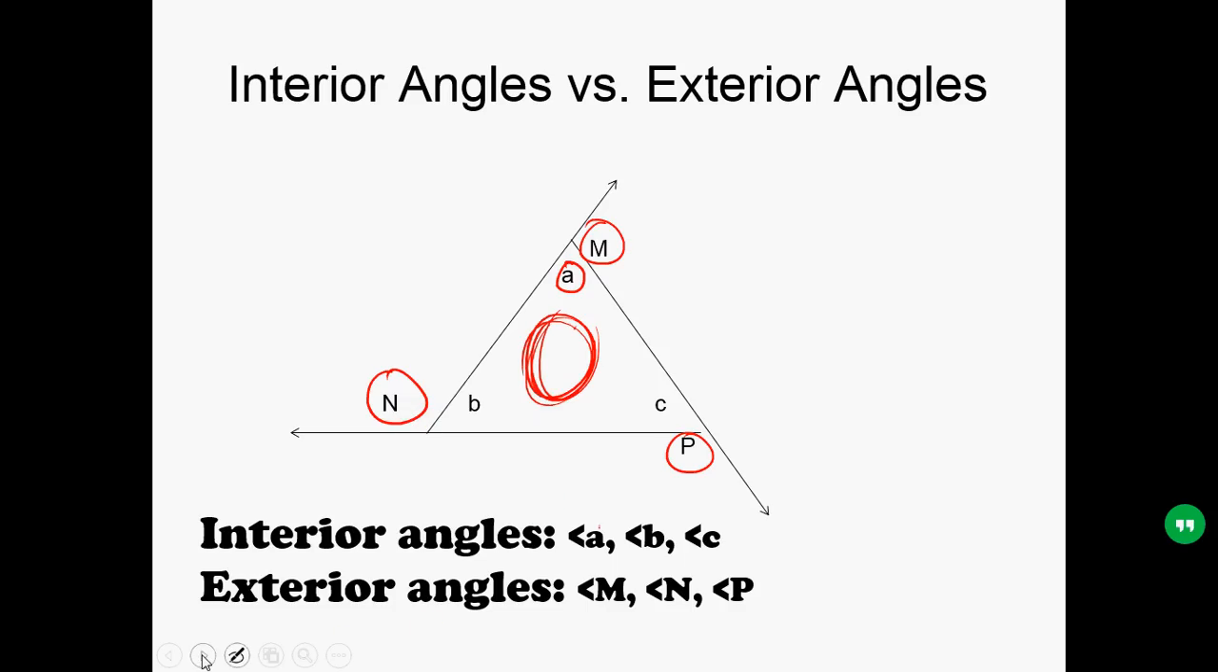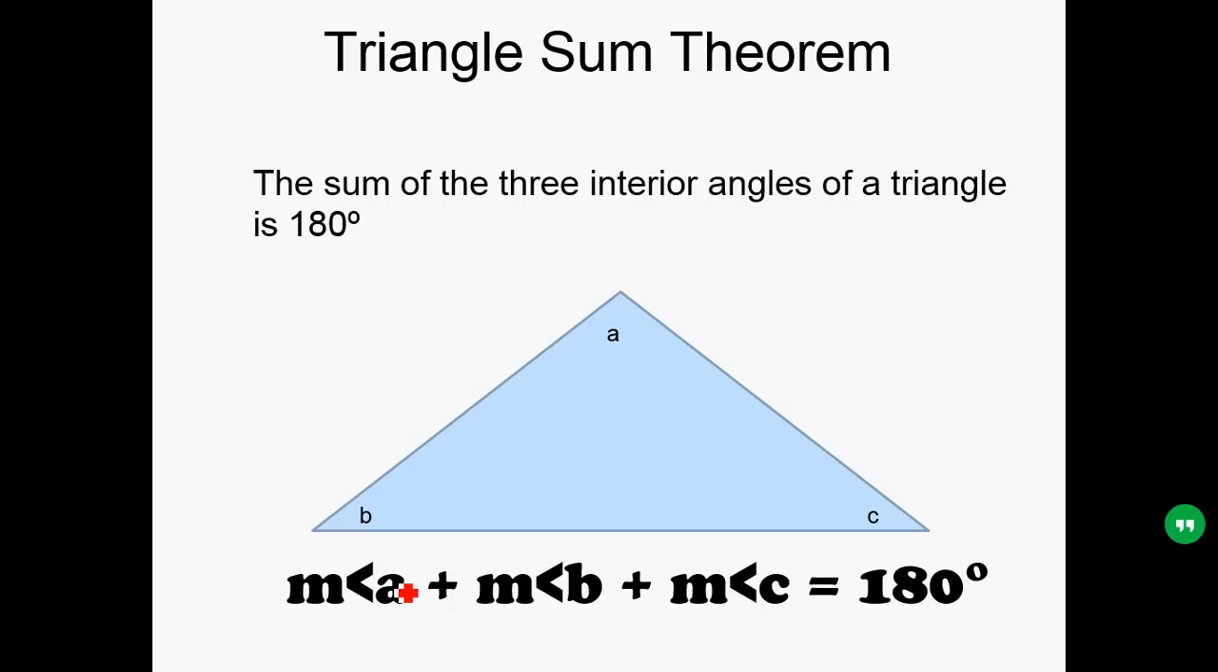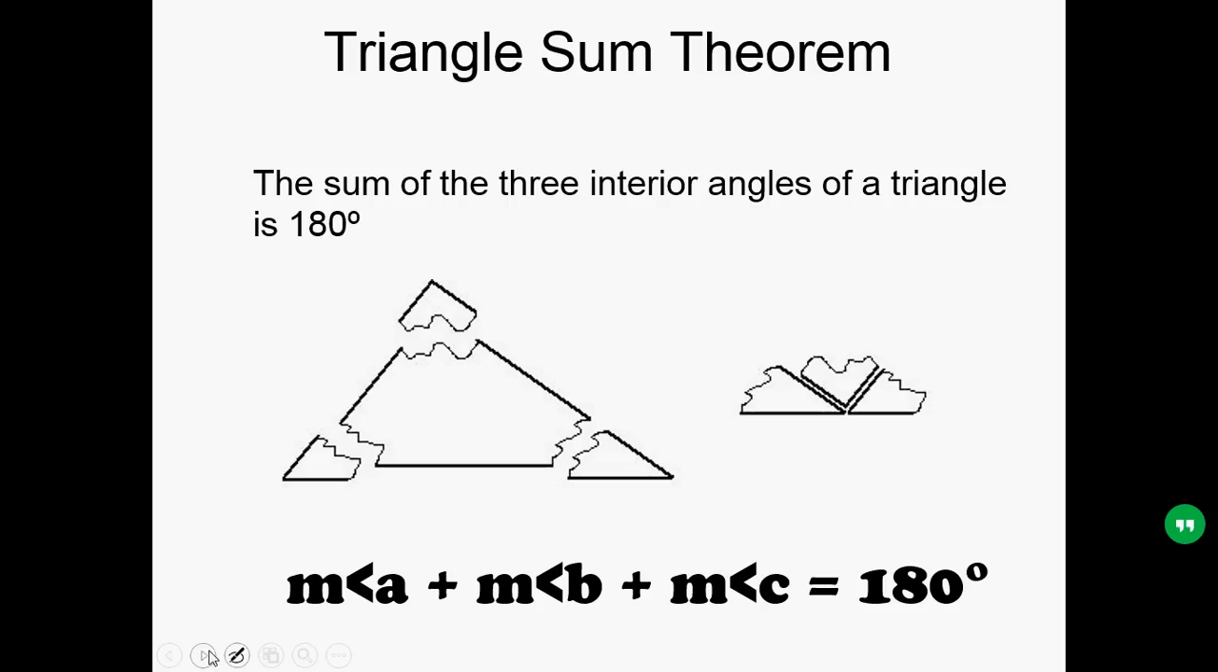If you were to take a triangle and rip these three corners apart. So let me show you the next slide real quick. If I rip those three corners apart, and I take the three corners and I put them together, hopefully you notice that they make this straight line. A straight line is equivalent to 180 degrees.